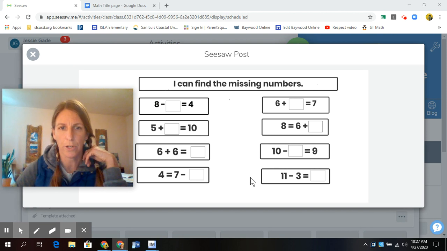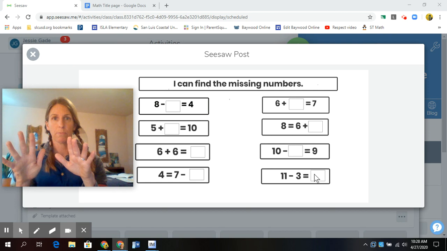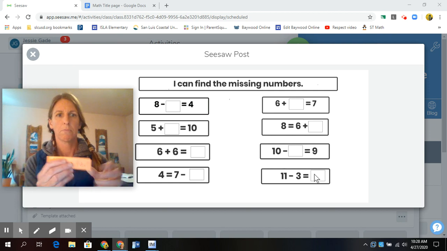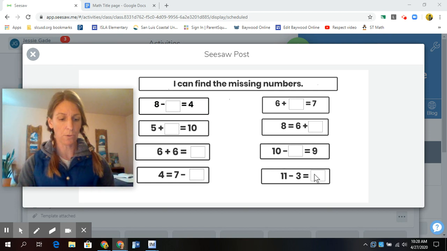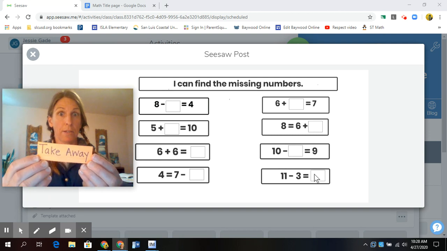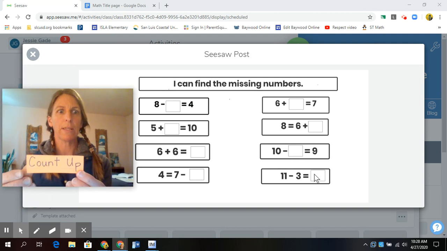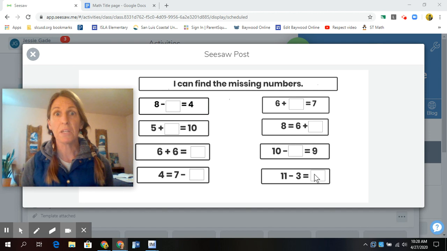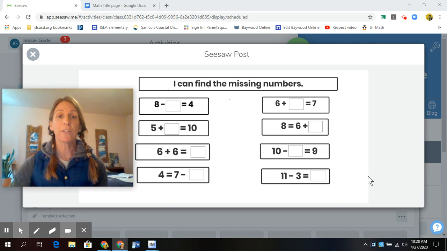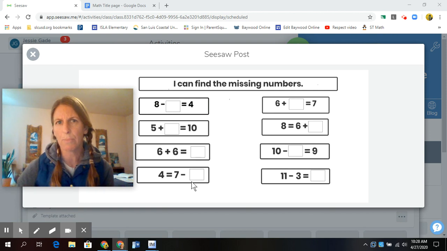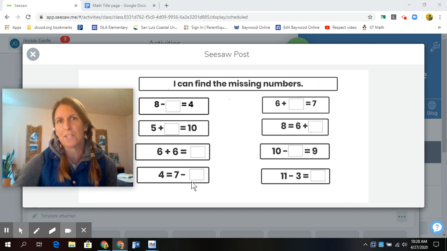Your job, first graders, is to fill in these boxes with the number that works there. Use your fingers, draw pictures, use addition facts, maybe the takeaway strategy, or maybe the counting up strategy. Anything that works for you. And if it's hard for you to use the tools on Seesaw to write in the answers right here, you can always just write it out on paper and take a picture and put it in Seesaw for us that way.